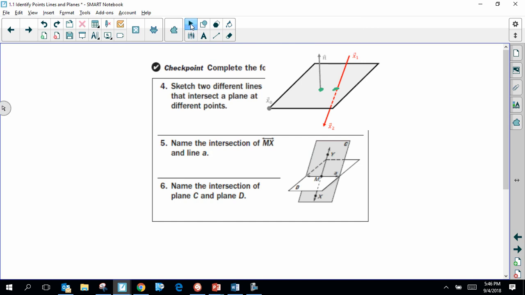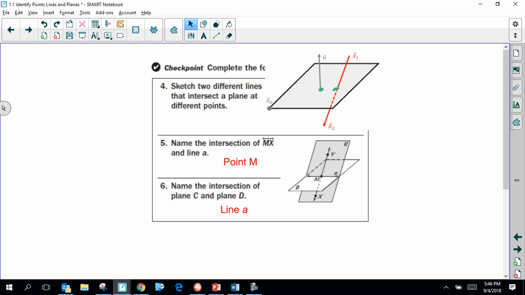Where does line MX and line A intersect? That would be at point M. And name the intersection of plane C and plane D. Planes always intersect at a line, and in this case, those planes intersect at line A.